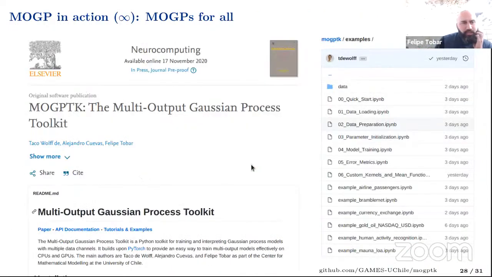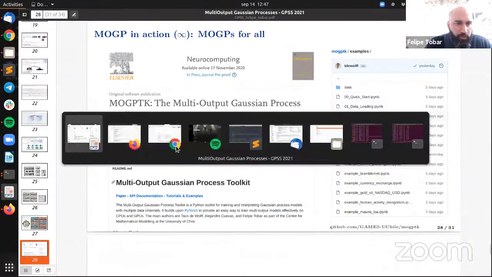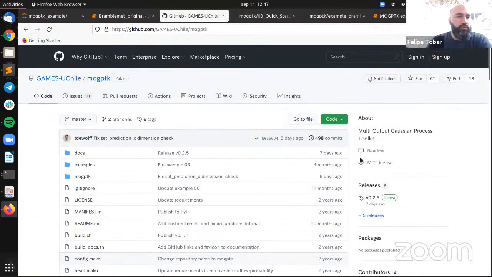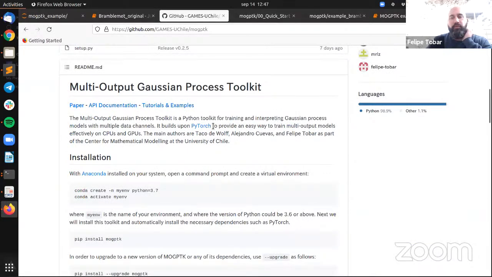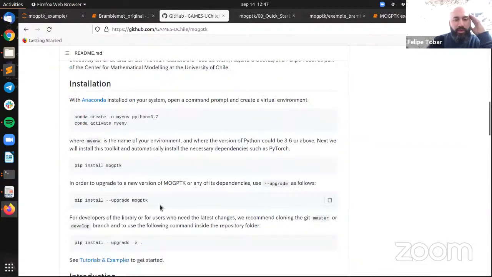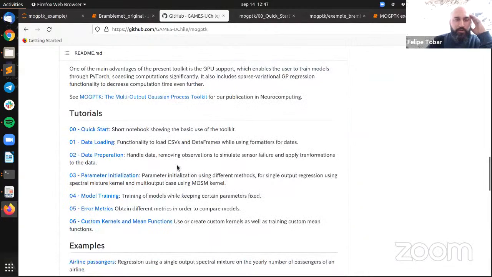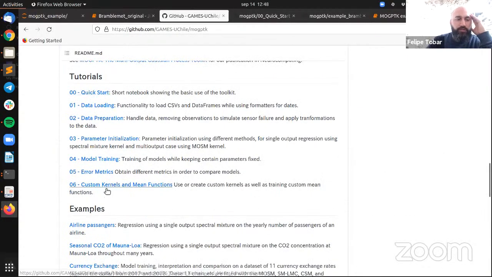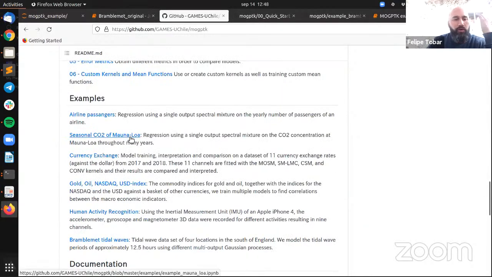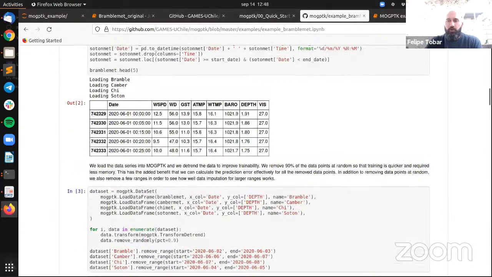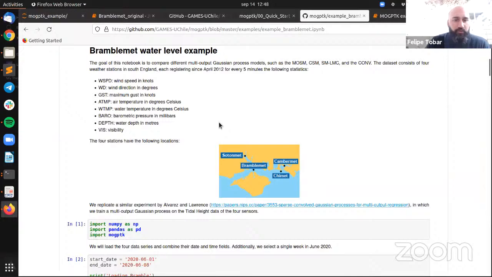We developed, as I said, a toolbox that is called MOGPTK, the Multi-Output Gaussian Process Toolbox, that is always under development. I'm going to briefly show where it is. So you can go to the project website, it's on GitHub, and we've worked on having the documentation up and running. There's instructions for installation and upgrade if you installed it already, and there's loads of tutorials and examples. We have 6 tutorials, with examples with the standard data, the airline passenger data set, the Mauna Loa experiment, very famous and maybe known by you all already, the one that I showed with gold, oil and all other financial indicators, and the famous Bramblemet data set, which I have here. So this is an example with the Bramblemet water level example.